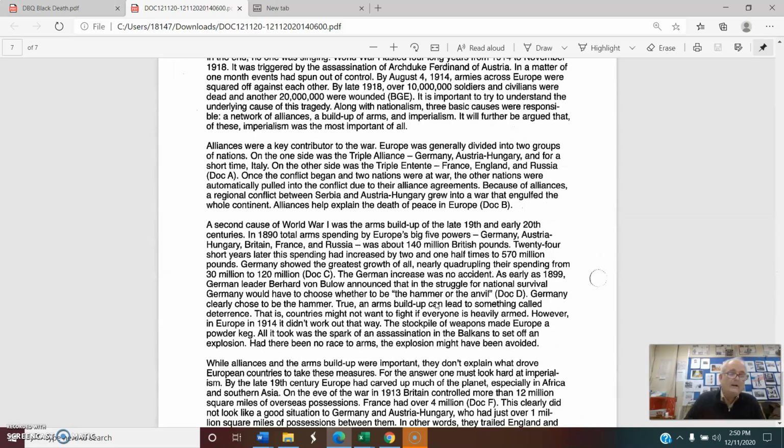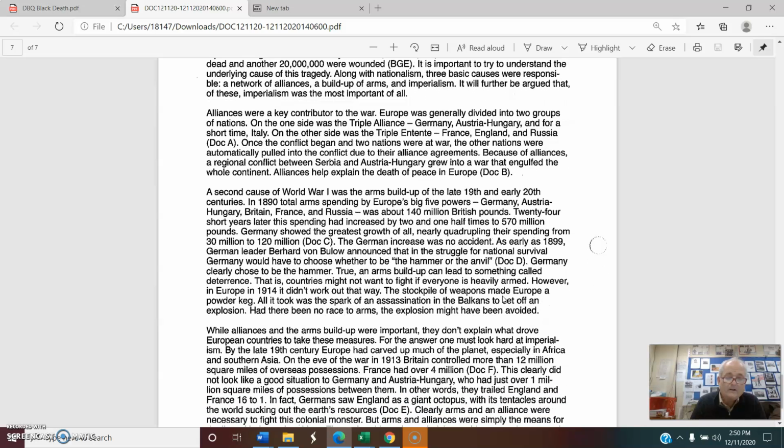Okay, so now let's go back to the document. I'm running out of time here. So you look at the second argument. The second claim is that the second cause of World War I was the buildup of arms in the late 19th and early 20th centuries. So look how they're going to cite. They're going to cite document C. They're going to also cite document D, the anvil and the hammer, the idea that Germany needs arms. It's all going to be there.